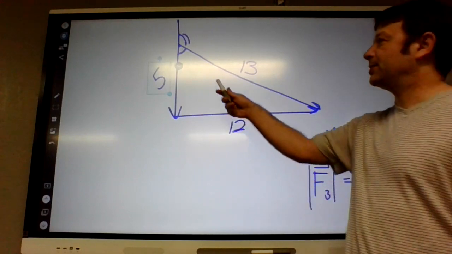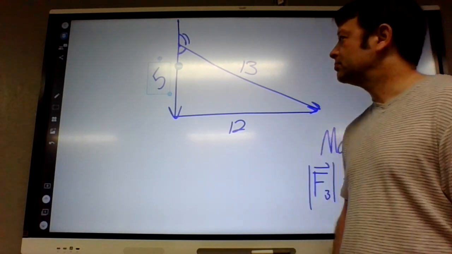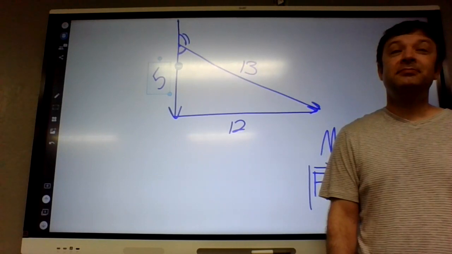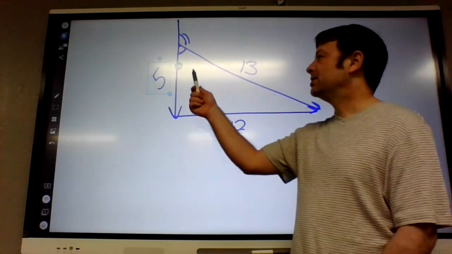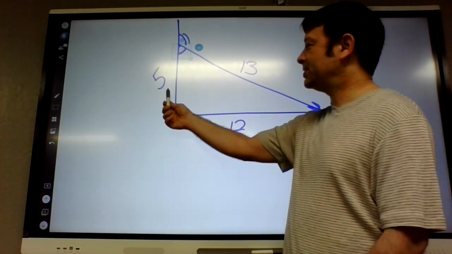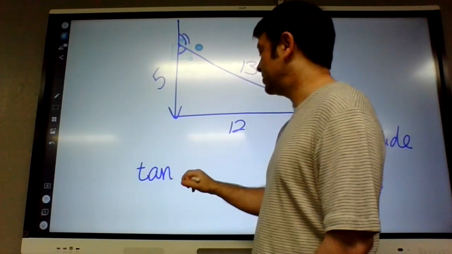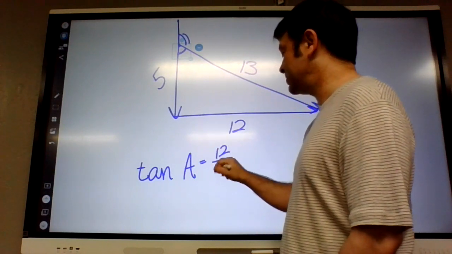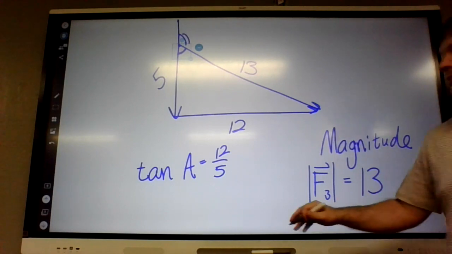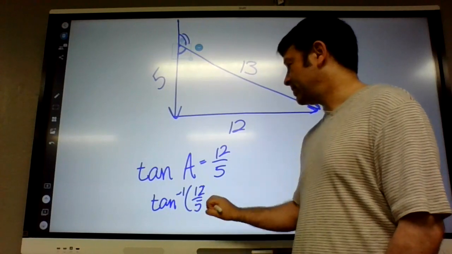How could we find this angle right here? Yeah, trigonometry. So relative to this angle, we have opposite and adjacent. Opposite and adjacent are tangent. So tangent of the angle equals opposite over adjacent. Then what do we do? Tan inverse. And then that would spit out the angle.